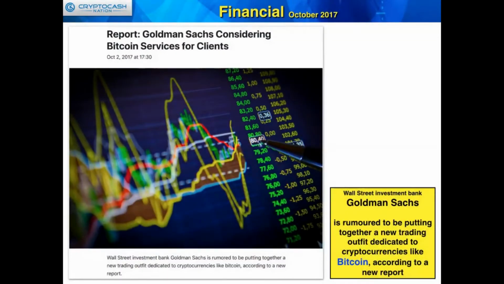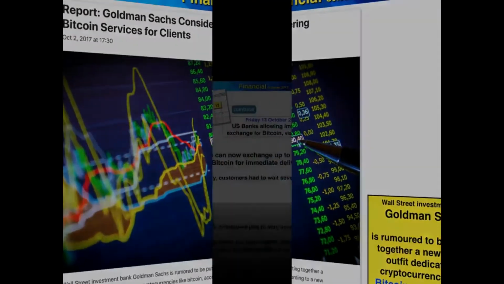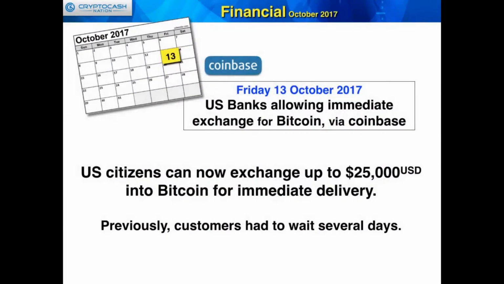Goldman Sachs, right, is rumored to be putting together a new trading outfit dedicated to cryptocurrencies like Bitcoin. What else have we got here? Oh, Friday the 13th, you know, an infamous day in the financial world. Friday the 13th of October. If you're a U.S. citizen with a U.S. bank account, as of Friday the 13th of October, they are now allowing you immediate exchange of up to 25,000 US dollars into Bitcoin for immediate delivery through Coinbase.